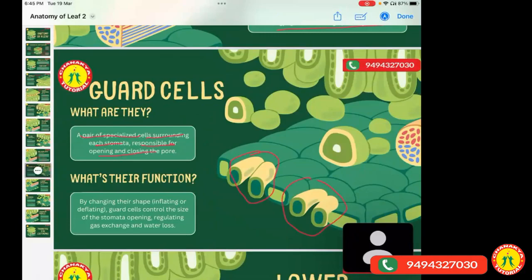So what happens is, for example, these are the stomatas present here. Surrounding them, there will be the guard cells, and with the help of these guard cells only, it will be decided how much extra water should go inside, and how much should come outside. So regulation of the amount of water will be decided by the guard cells, how much has to go, how much has to come out. And at the same time, the exchange of gases also will be done with the help of the guard cells. Functions: by changing their shape, guard cells control the size of the stomata, regulating the gas exchange and water loss.